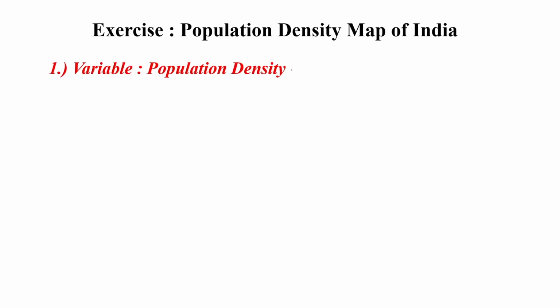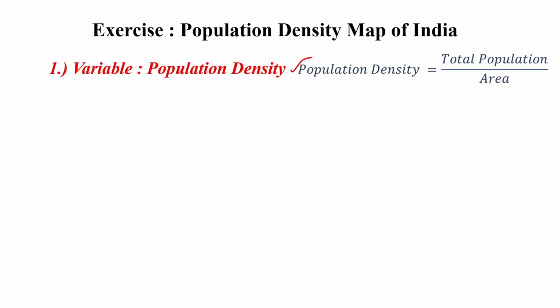Okay. So, like I said, the first thing is your variable, and I have chosen my variable which is population density. Now, for population density, the formula is population density equal to the total population divided by the area. So, the total population divided by your area is your formula for calculating the population density.